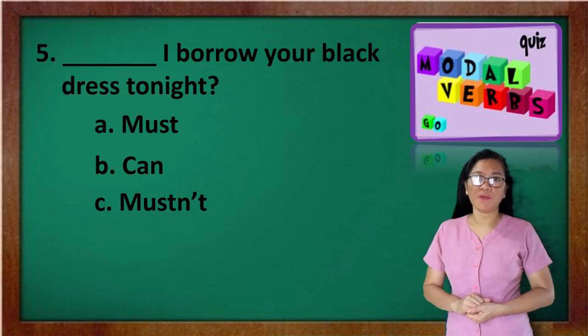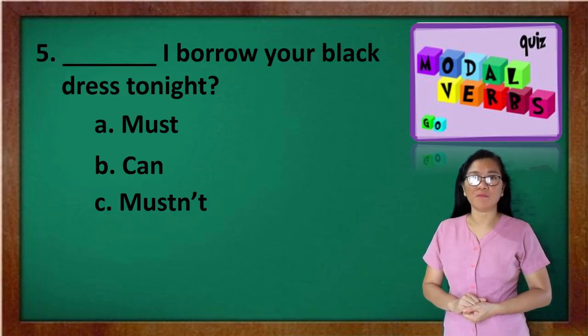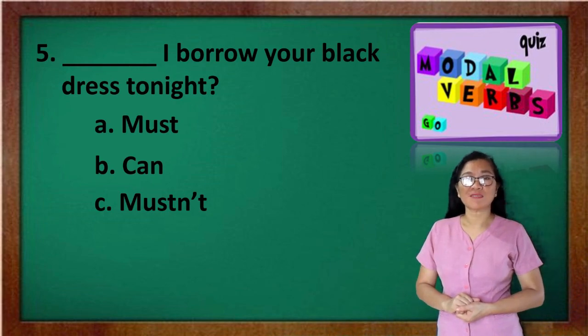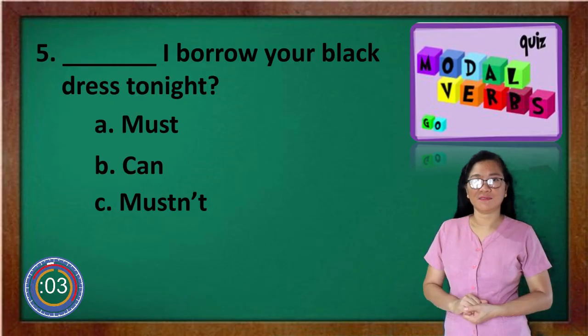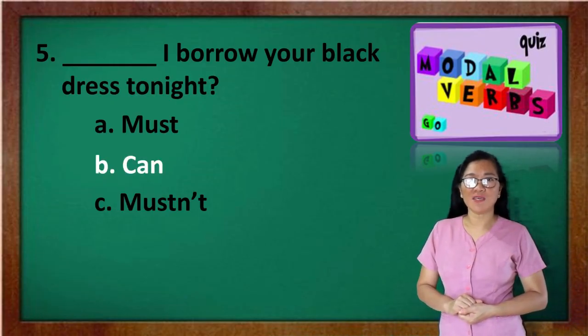Can I borrow your black dress tonight, please? A. Must. B. Can. C. Mustn't. The answer is B. Can. Perfect!